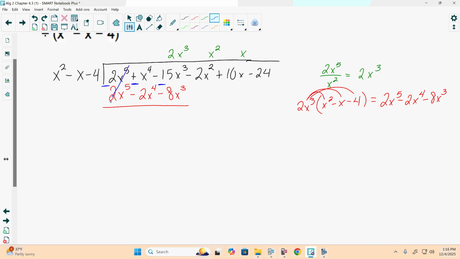Now, 2x to the 5th minus 2x to the 5th, 2 minus 2 will indeed give us 0. x to the 4th minus negative 2x to the 4th, negative, negative make a positive, telling us that we have 3x to the 4th. Negative 15x cubed minus negative 8x cubed, again, the negative and negative make a positive. Negative 15 plus 8 is going to be negative 7x cubed. We bring down our next term.